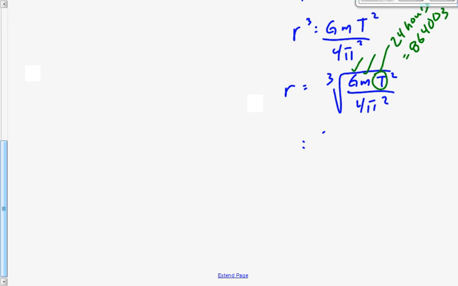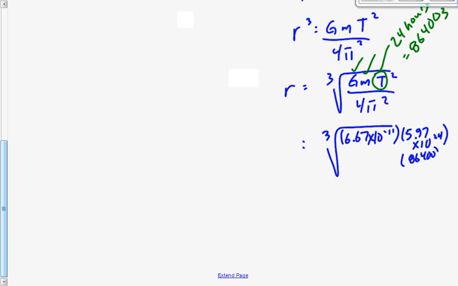We're going to say it's the cube root of 6.67 times 10 to the minus 11 times the mass of the Earth, 5.97 times 10 to the 24. Remember, it's the Earth, not the satellite, times T squared, 86,400 squared, divided by 4 pi squared.